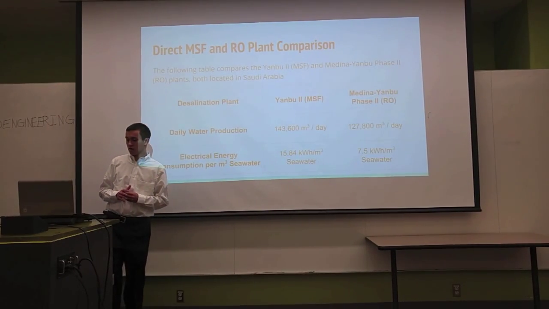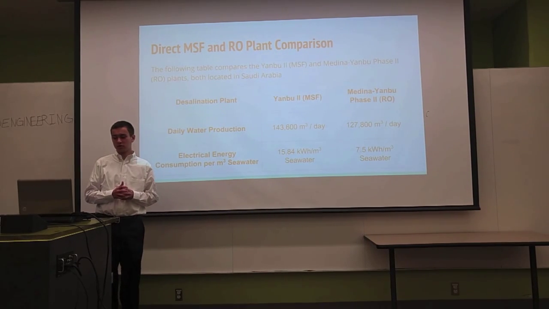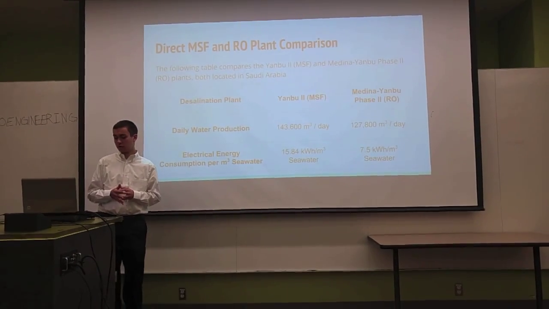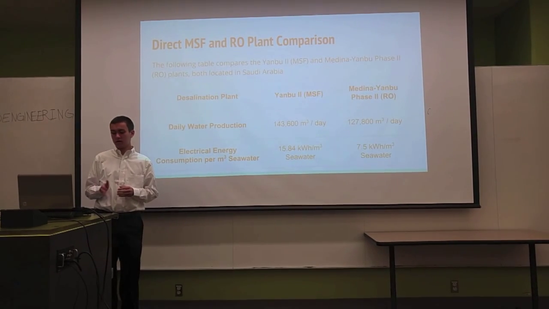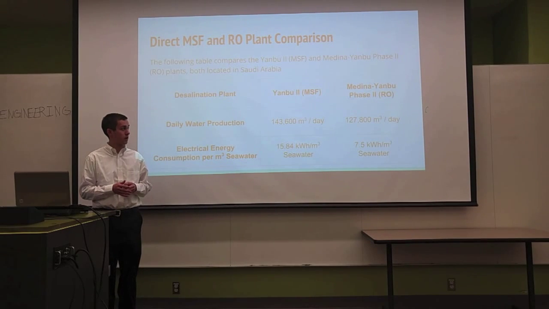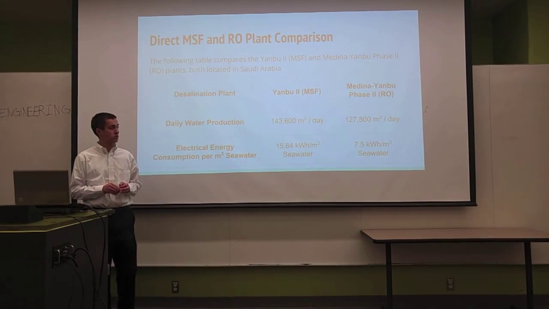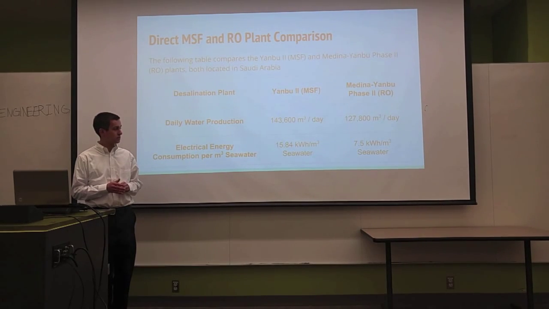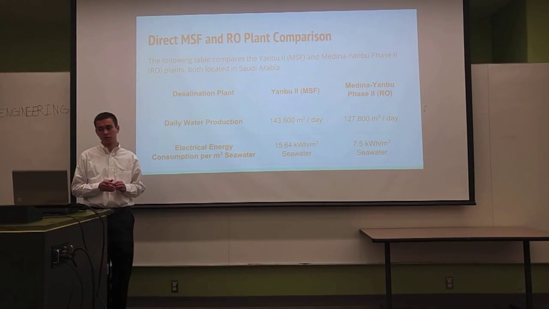If we're comparing a specific multi-stage flash and reverse osmosis plant, these are both located in Saudi Arabia. The daily water production is slightly higher with the multi-stage flash, but the reverse osmosis plant utilizes about half as much of the electrical energy per cubic meter of seawater.